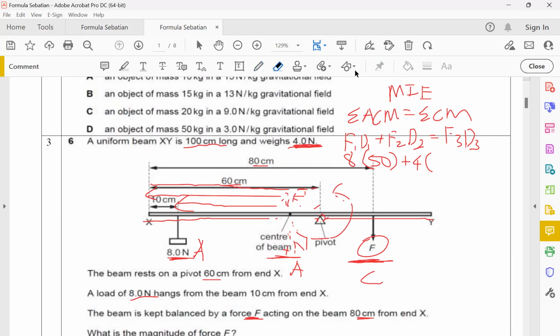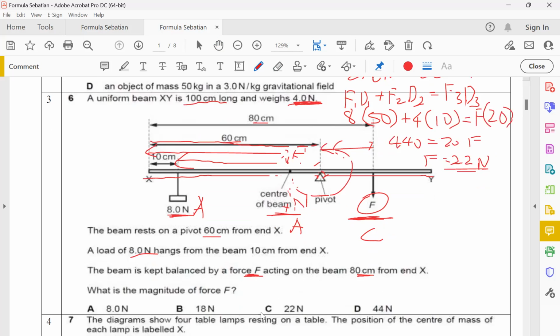It's supposed to be 10 here. Then after that it equals your force, and your D3 is how much? D3 is here to here, which is obviously your 20. Press this into your calculator and you'll get 440 equals 20F. From here, your F would be 22 newtons. Very good, Jaden. Fast and accurate answer. It is absolutely correct.